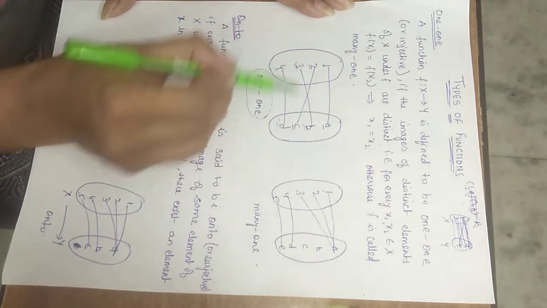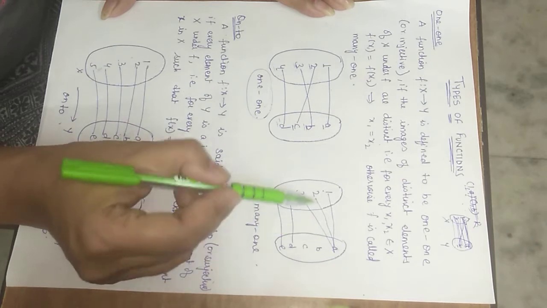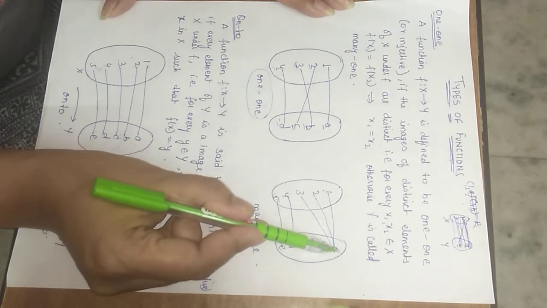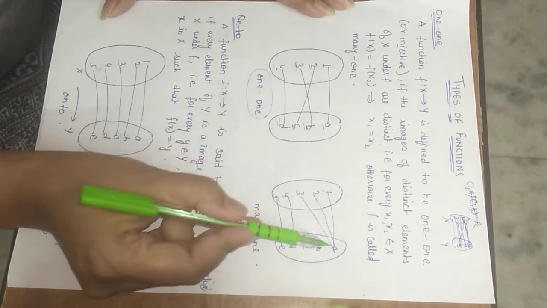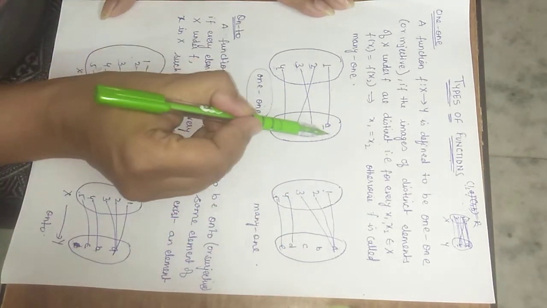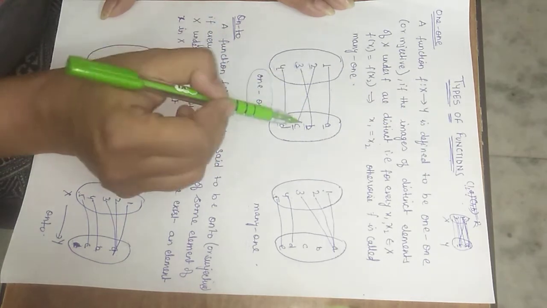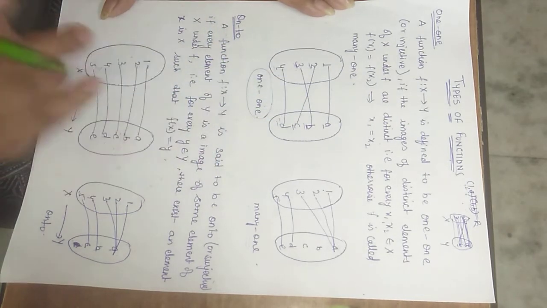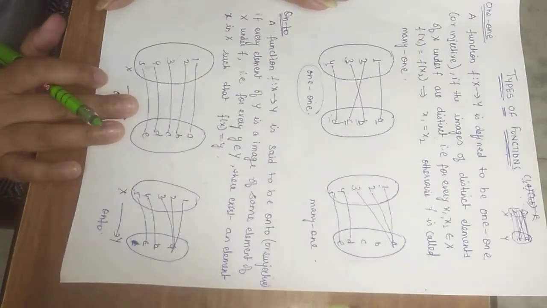हर एलिमेंट की एक ही इमेज है, इसमें भी वैसे एक एलिमेंट की एक इमेज है, बट ये जो इमेज है ये तीन प्री इमेजेस की इमेज है, तो दिस इज कॉल्ड द मेनी वन. यहाँ पर ये जो इमेज है ये एक ही एलिमेंट की इमेज है, तो दिस फंक्शन इज कॉल्ड द 1-1 फंक्शन. नाउ व्हाट इज द ऑन टू फंक्शन?